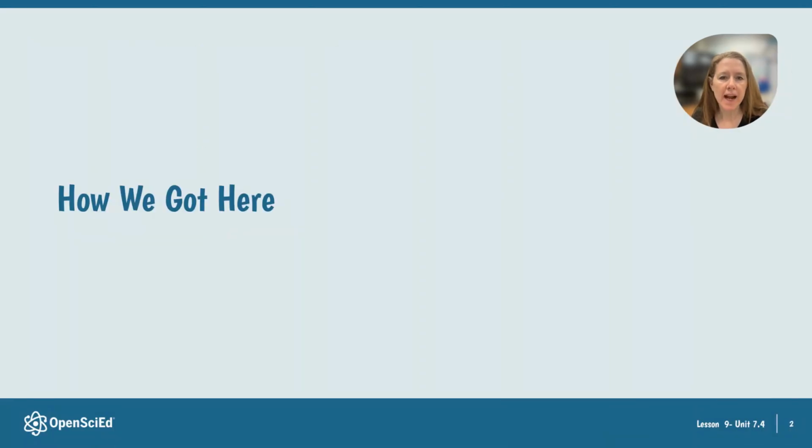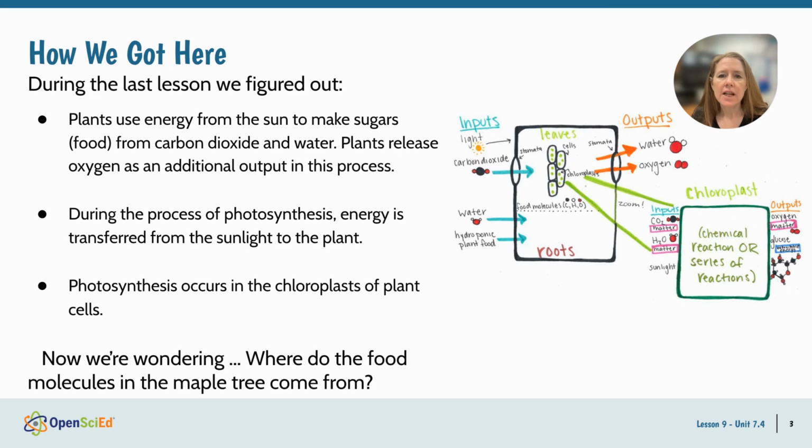First, let's look back at how we got here. In Lesson 8, we put together everything we figured out so far in Lessons 1 through 7. We figured out that plants use energy from the sun to make the sugars from the carbon dioxide and water inputs. During this process, energy is transferred from the sunlight to the plant, and this process happens in the chloroplast of the plant cell. Now we're ready to go back to our maple tree and think about where its food molecules come from.